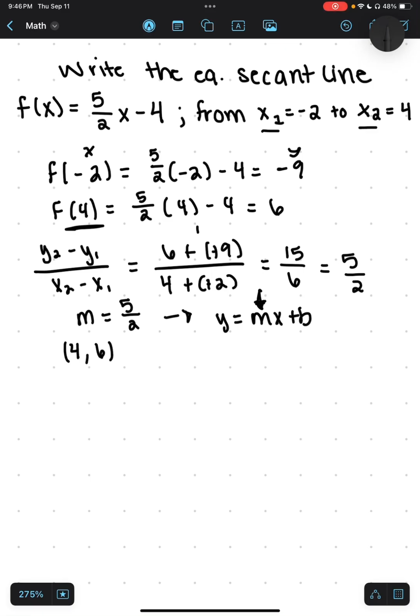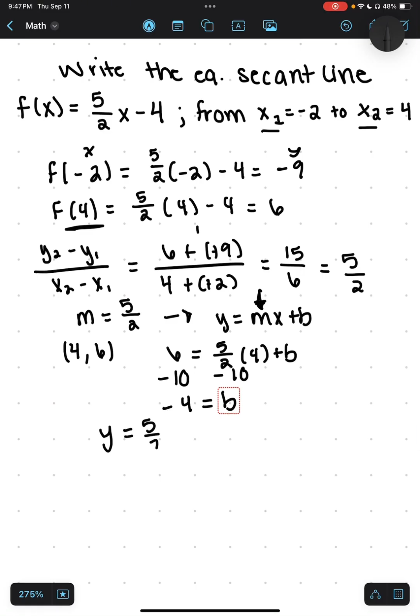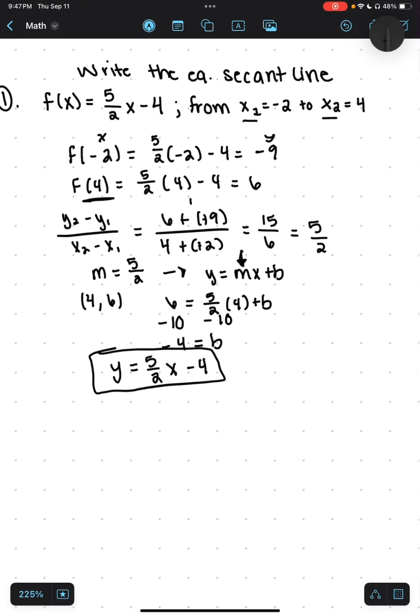Okay, so now we plug in. We plug in our 6 for y is equal to 5 over 2, and our x is 4, plus b. Now we solve. 5 times 4 is 20, divided by 2 is 10. So we're going to subtract 10 from both sides, which gives us negative 4 is equal to b. So our final answer for the secant line is y equals 5 over 2 x minus 4. This is our answer. Moving on.